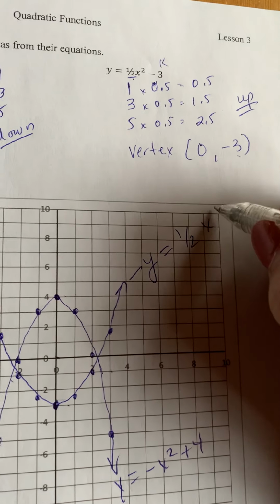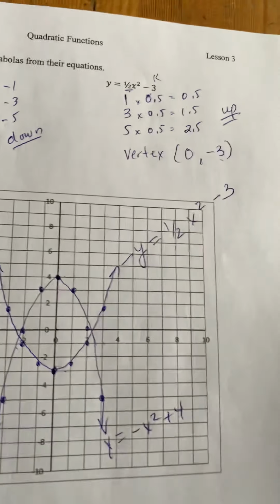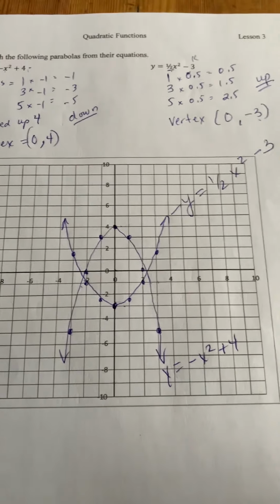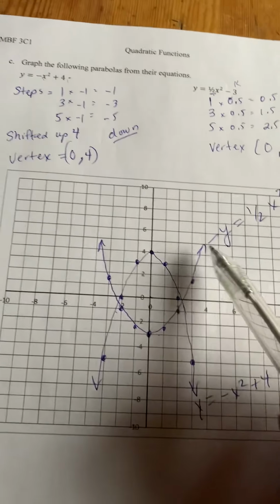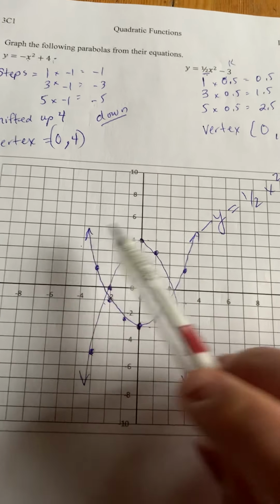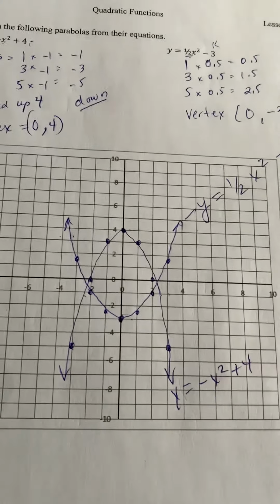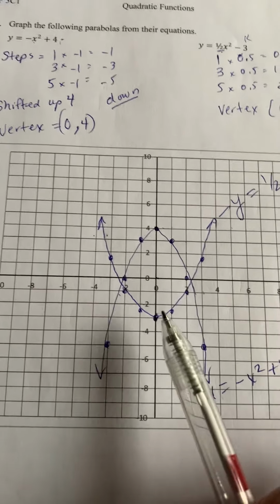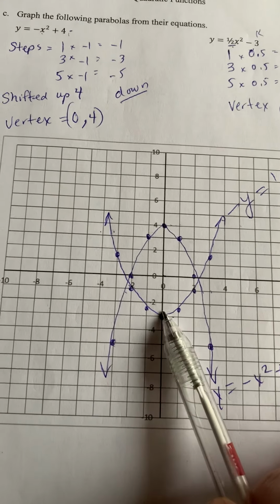So now I'm going to label my graph so that I have everything there. You will notice, guys, I've got arrowheads on the ends of my graph showing that the parabola keeps going on forever. You will notice this graph is significantly wider than this one.